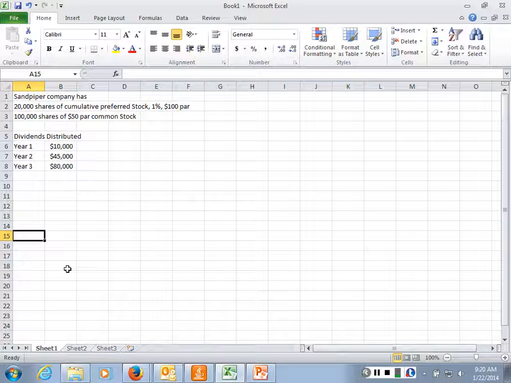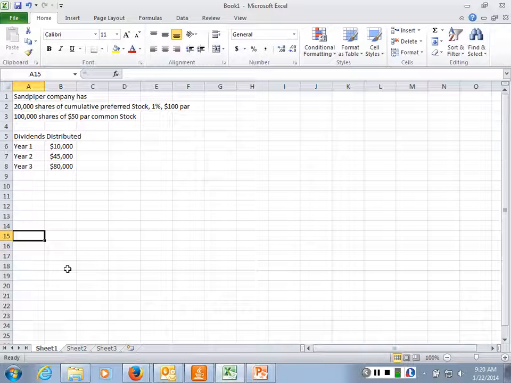out of your textbook. This is on the bottom of page 586 and the top of page 587. I'm going to walk you through how they came up with those numbers, and I typed these up a little bit differently than what the book does, but it basically says that Sandpiper has 20,000 shares of cumulative preferred stock. Okay, so cumulative means that I can have money in arrears. I will get back paid for it.